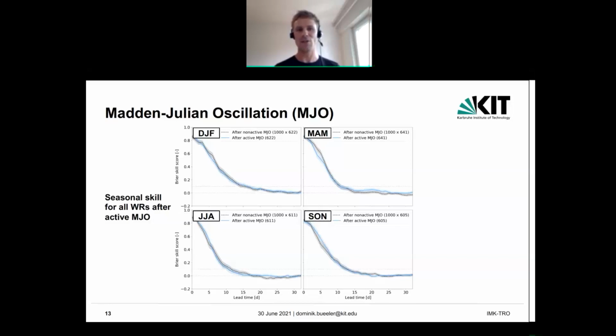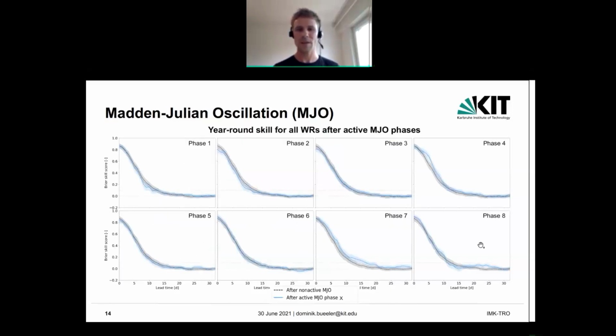And this showed us that this comes because different phases actually tend to increase the skill, whereas others tend to decrease the skill. And in total, this gives kind of a negligible effect on just looking at the active MJO. And I'd like to give you, with this final slide, an insight into, again, the year-round skill only, how the 8 phases affect the skill for the 7 regimes.